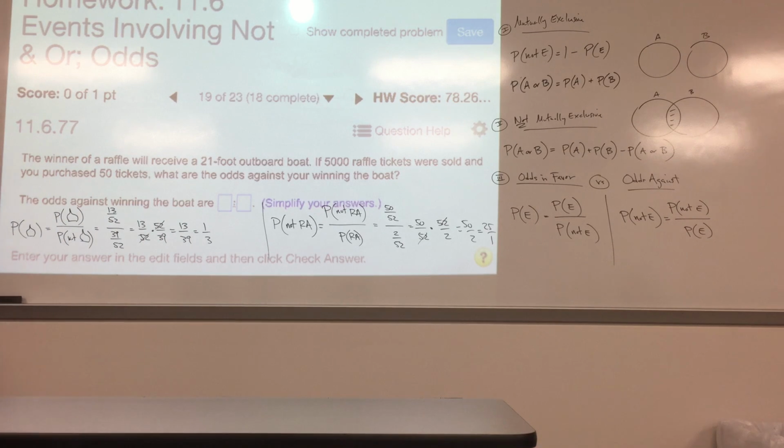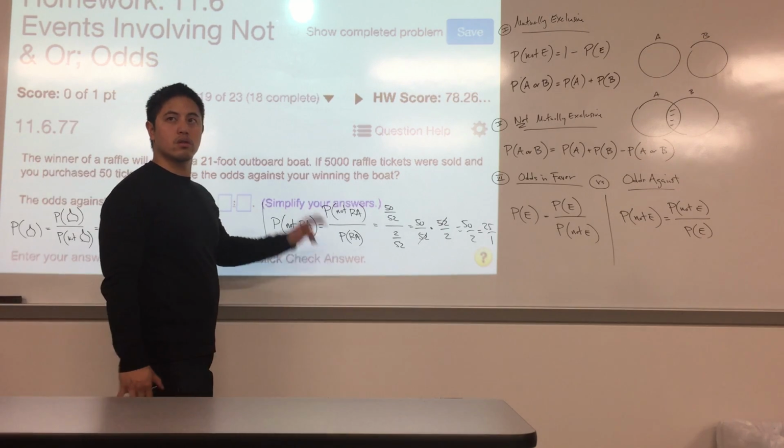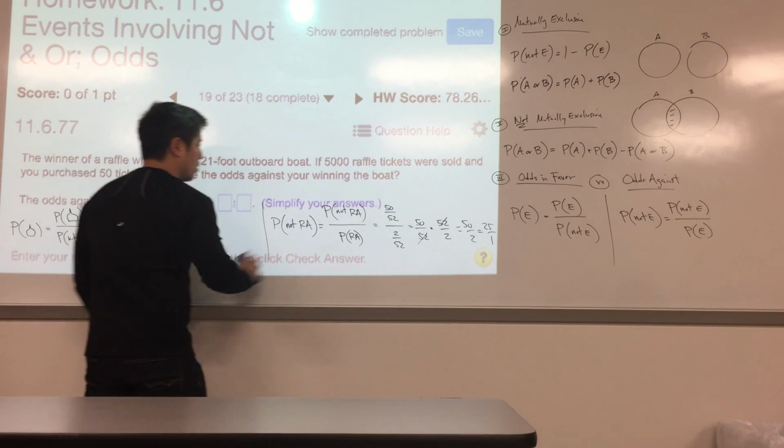The winner of a raffle will receive a 21-foot outboard boat. Okay, I don't think that really matters. If 5,000 raffle tickets were sold, that does matter, right? That's like how many cards you have to choose from, how many sides there are on a die, that kind of thing. And you purchased 50 tickets. What are the odds against you winning the boat? Are we doing 1 or 2? 2. We are going with 2.